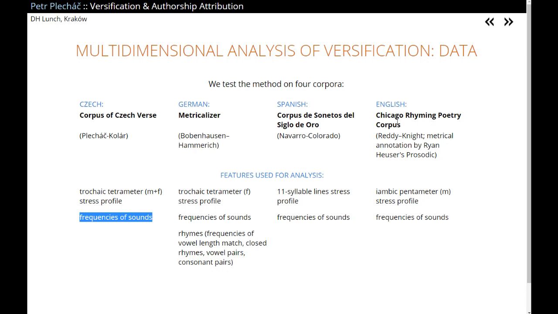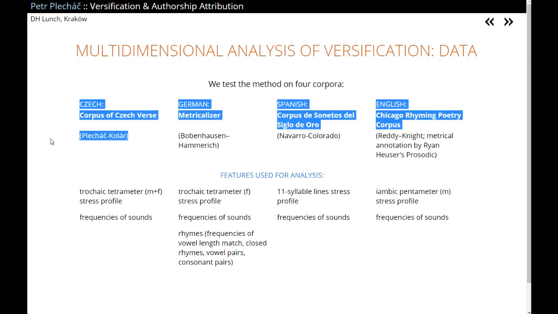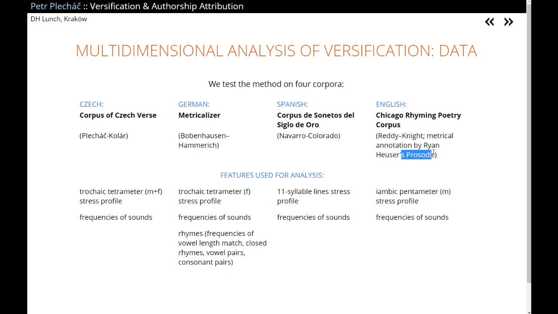German, did you transcribe it or? Each of these corpora is phonetically transcribed. In German and Spanish corpus, this was provided by the authors, as well as in Czech. I mean, it was done automatically, not manually. In English, this was done using the prosodic package of Ryan Heuser, which is a tool for annotation of rhythm and meter in English poetry, and it involves, of course, the phonetic transcription of the text itself.